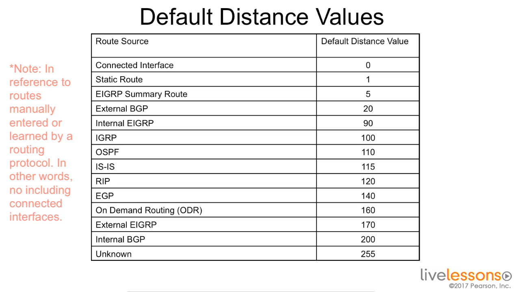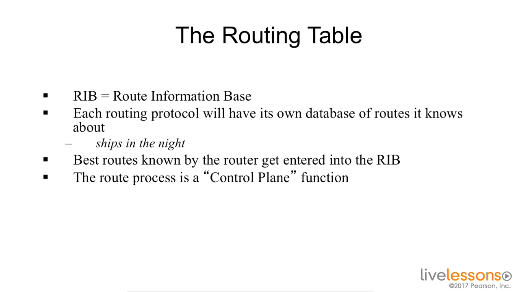The routing table, or routing information base, takes the best known routes from each routing protocol and enters them into the RIB. Each routing protocol will have its own database of routes that it knows about. These routing protocols by default do not share information. They act like ships in the night.